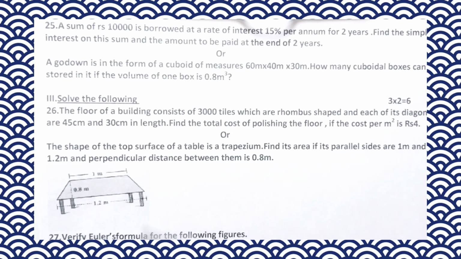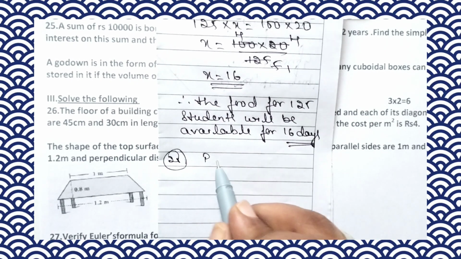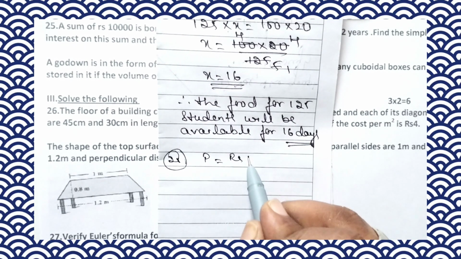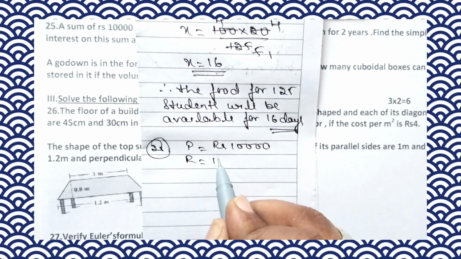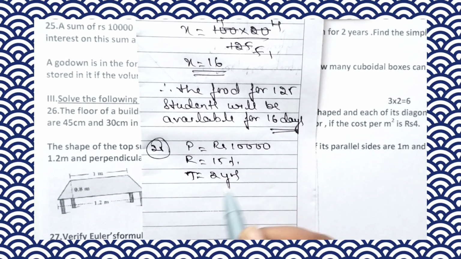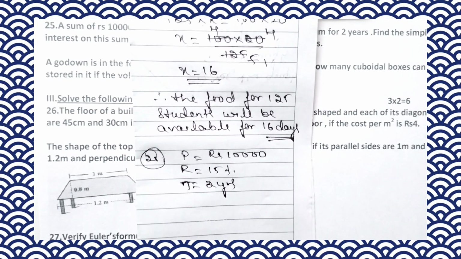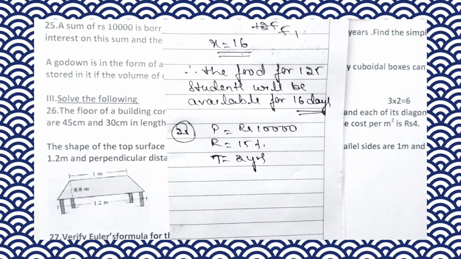So we have borrowed 10,000 rupees. That 10,000 will be the principal amount. It is borrowed at a rate of interest 15%. So rate of interest is equal to 15%. So number of years, that is time, is equal to 2 years. Now we have to find the simple interest, and next we have to calculate the total amount.